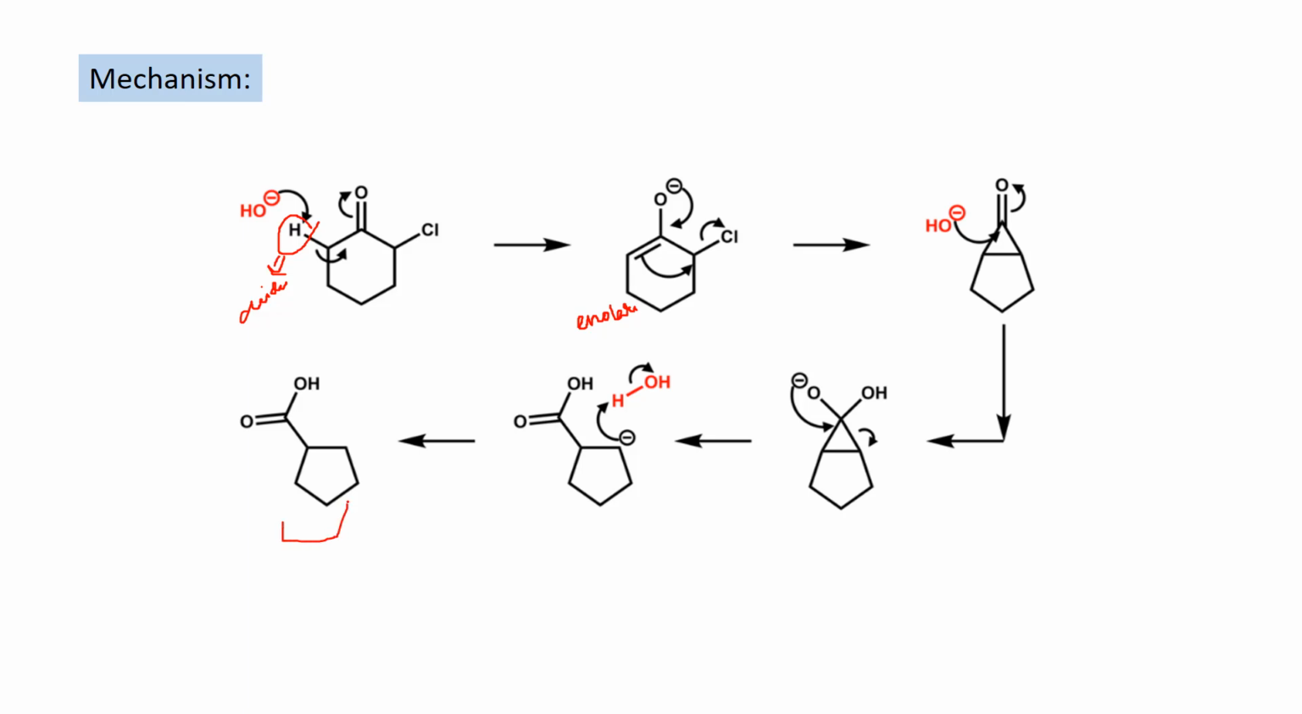Okay, so the mechanism is very simple. Instead of OH minus, if you add any alkoxide base like OEt, then instead of just OH, there will be an OEt, and the ester will form. If you add any amine, then instead of OH there will be an NH2 or NR, so an amide will form. So just by seeing the product, if a ring has been contracted, suppose from a 6-member ring you are getting a 5-member ring with an ester center, then you will think about this Favorskii rearrangement.